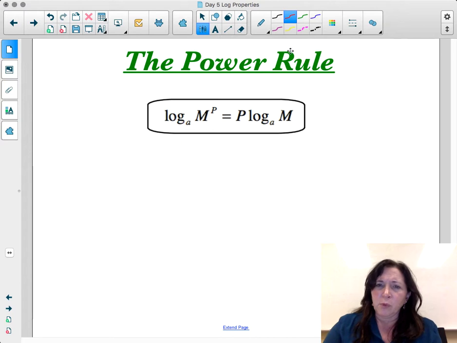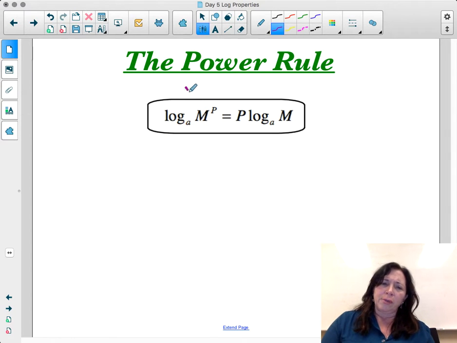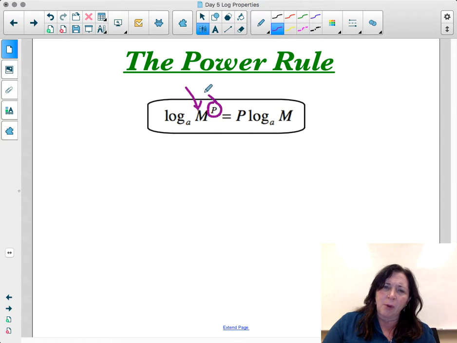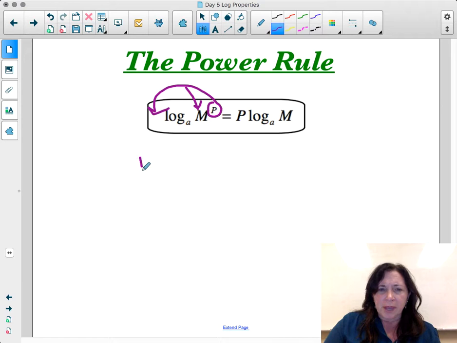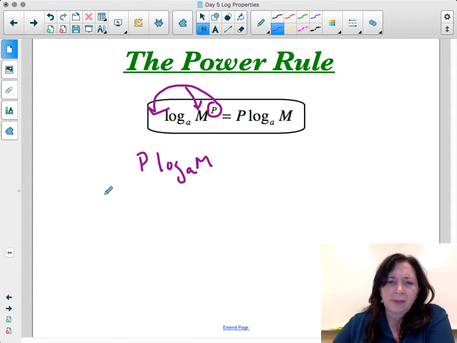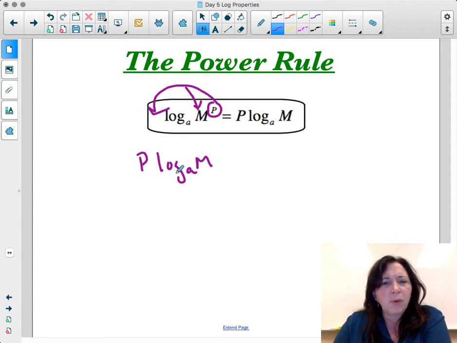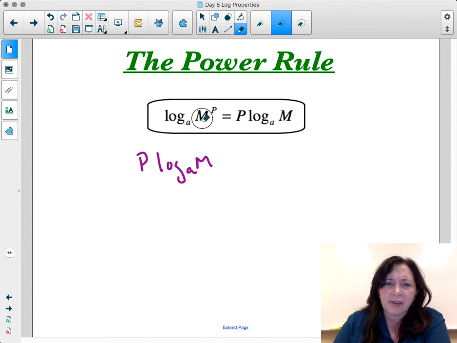The last rule is what we call the power rule. The power rule basically says that with your argument, remember M is your argument, if you have your argument to a power, you can take that number and multiply it and put it up in front. So it becomes P log base A of M. Now, a lot of people might ask, well, why would we even want to do that? The reason why we would want to do that is because it does come in kind of handy when you see something like this.